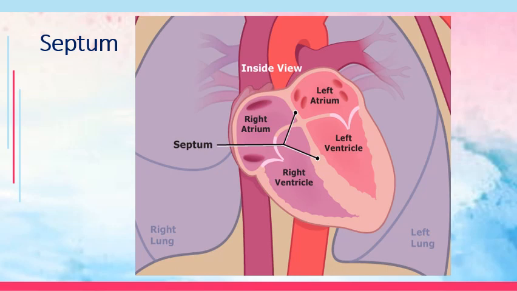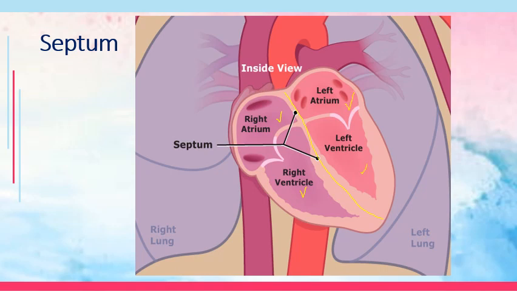Now let's talk about the septum. Your septum is the muscular wall that separates your heart into the two halves, your right and your left. Your septum is located here. Remember, it is a muscular wall. Now, let's have the four chambers of your heart. The four chambers are your right atrium, right ventricle, left atrium, and left ventricle.